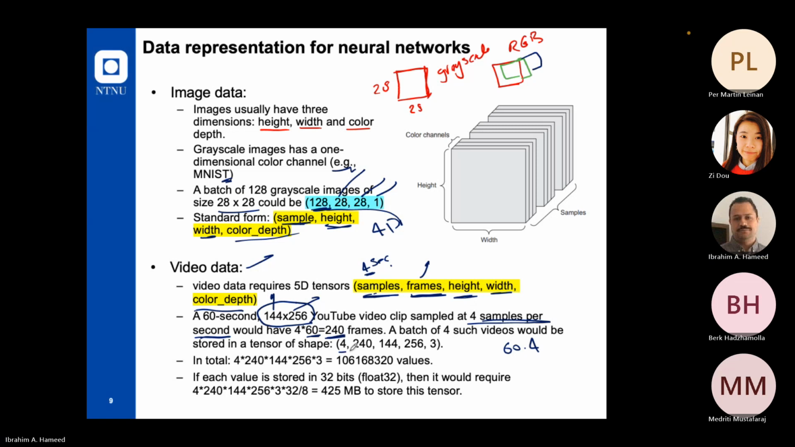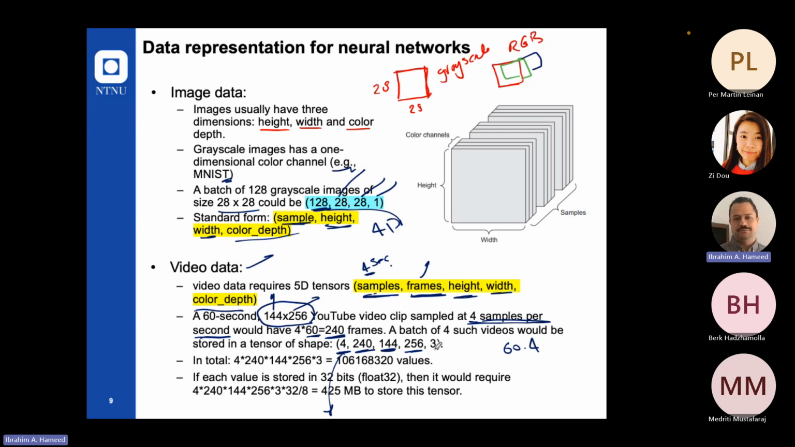So the first dimension will be the number of samples. We have 4 samples, and each sample has a number of frames. It will be 240. This 240 is 60 seconds multiplied by the number of frames per second, so 60 times 4, which is 240. And each frame is an RGB image, which will be encoded as a 3D tensor of height times width times depth. It will be like this.